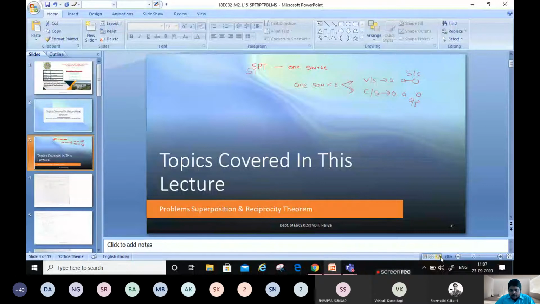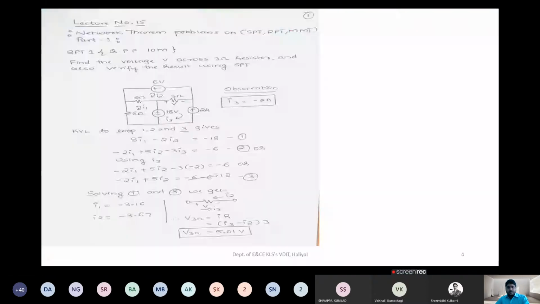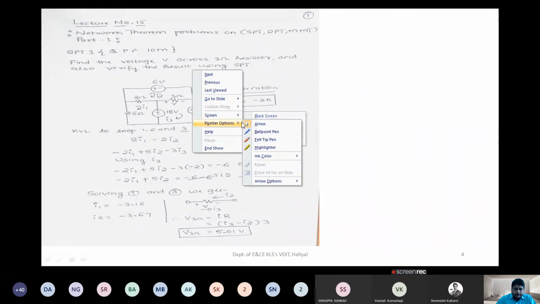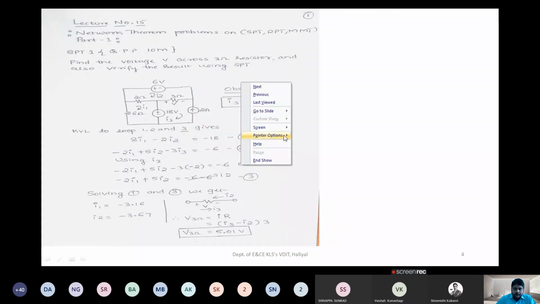Now I consider the problem. Is it visible for you? Okay, so what is the requirement here? I have taken a few sample problems from the previous year question paper, which I am going to discuss today. I have taken 3 superposition theorem based problems and 3 reciprocity theorem based problems. Let us see whether we will be able to complete all the 6 problems or not.